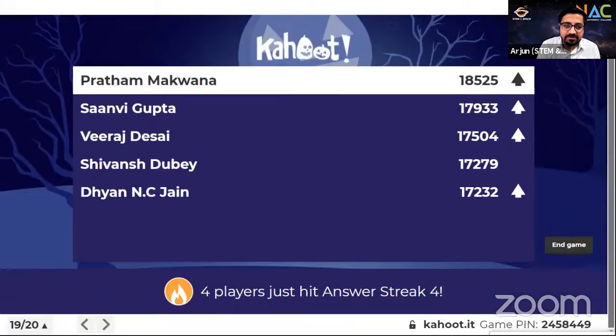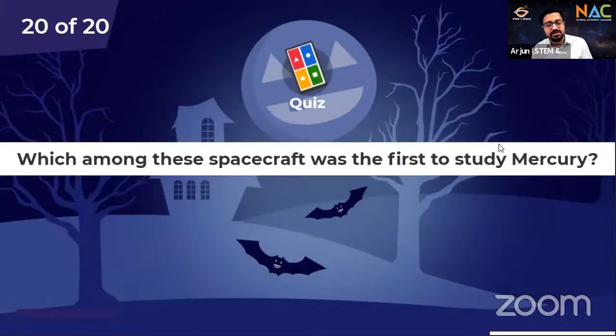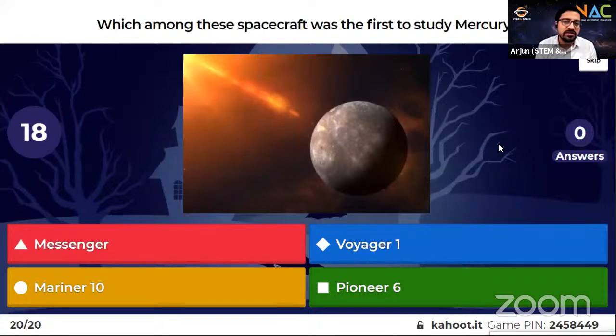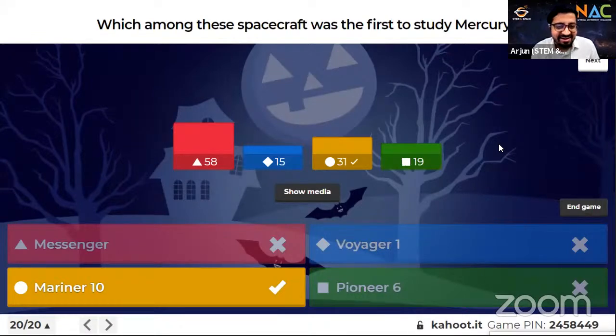And with this, here we are at the last question of our quiz: which among these spacecraft was the first to study Mercury? Here I'm talking about another planet, that is Mercury. Which of the following was sent to study Mercury? Was it Messenger, Voyager 1, Mariner 10, or Pioneer 6? The first spacecraft we have sent to study Mercury. Come on.